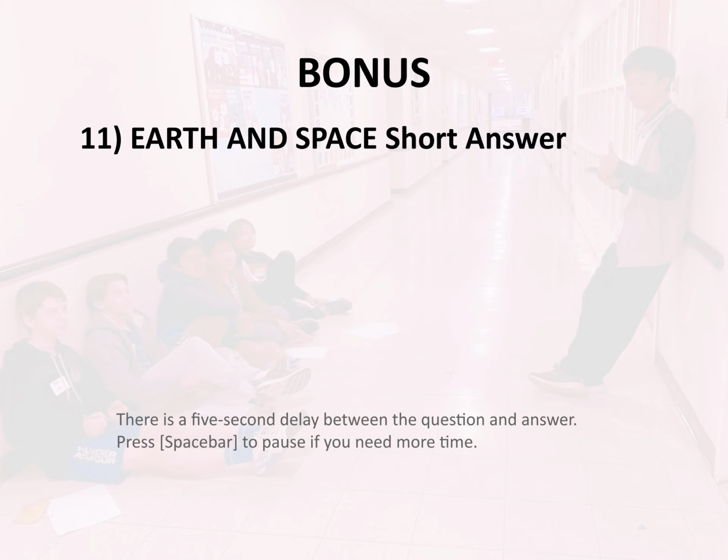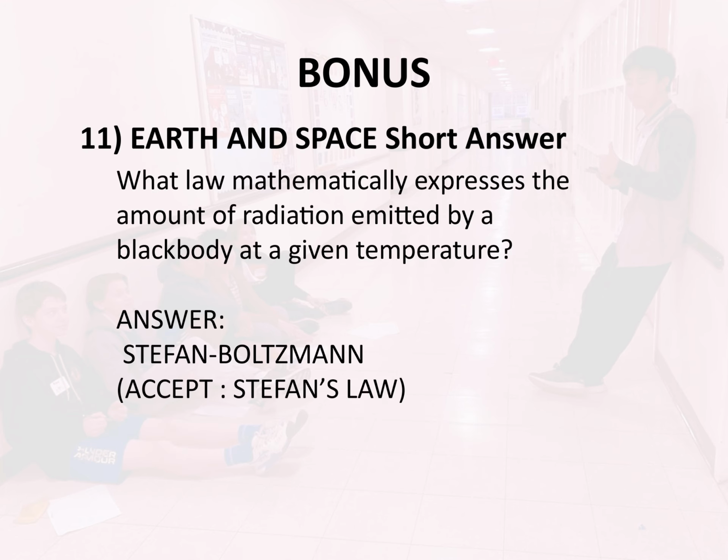Bonus 11. Earth and space. Short answer. What law mathematically expresses the amount of radiation emitted by a blackbody at a given temperature? Answer. Stefan-Boltzmann.